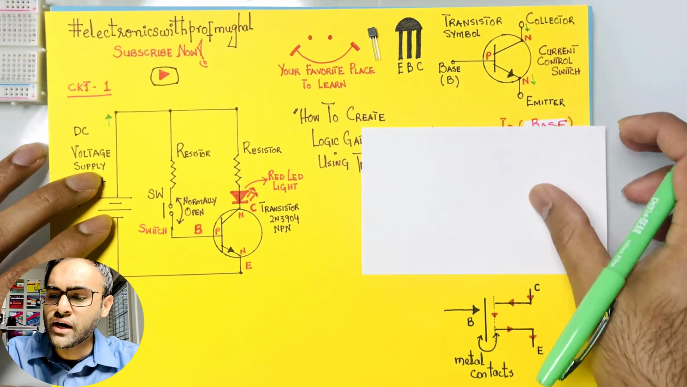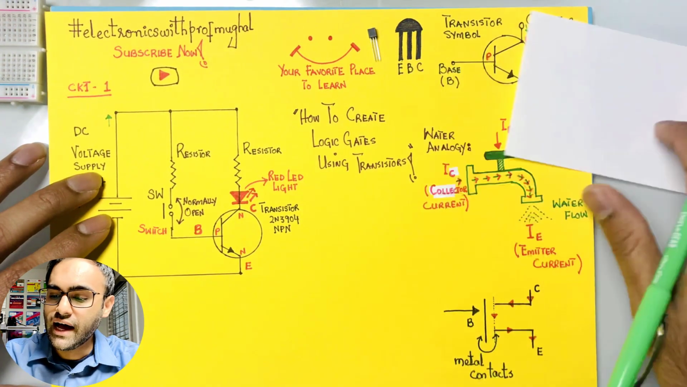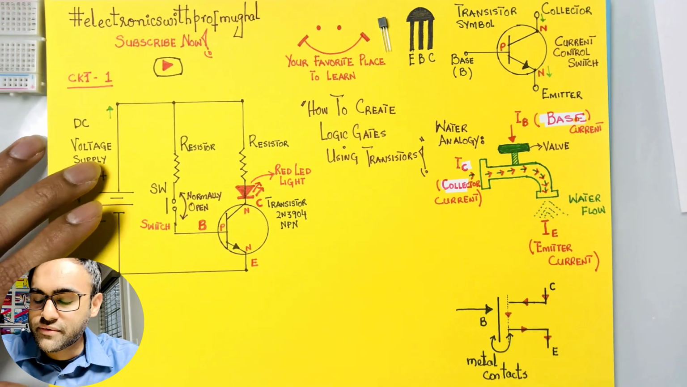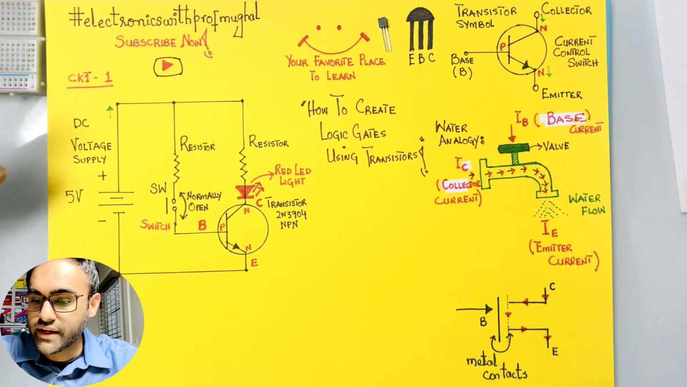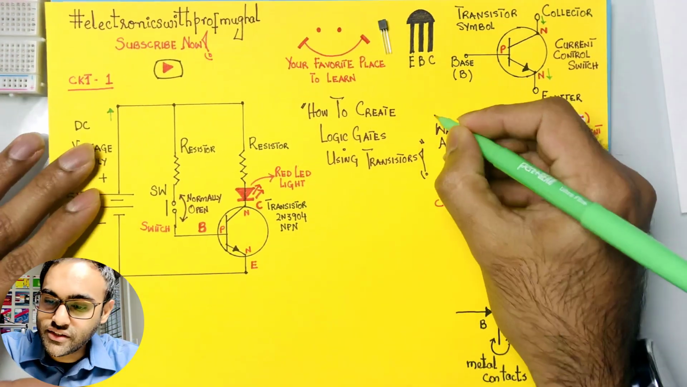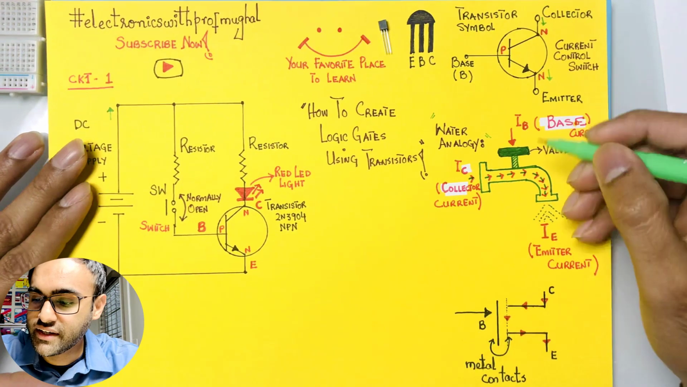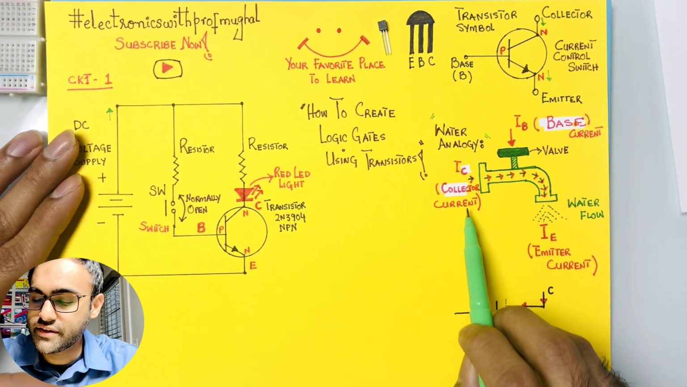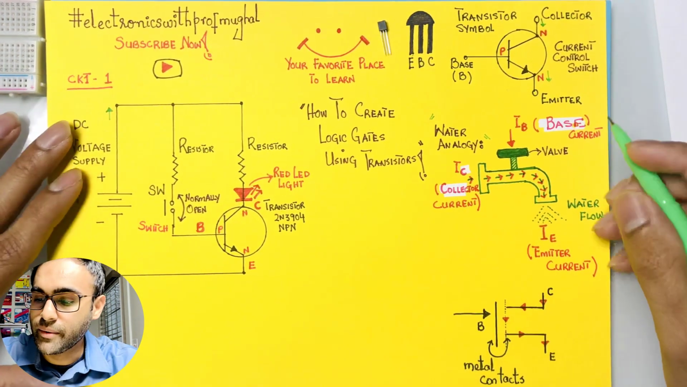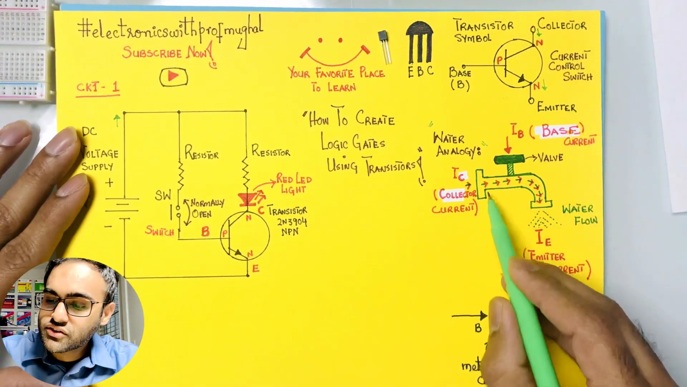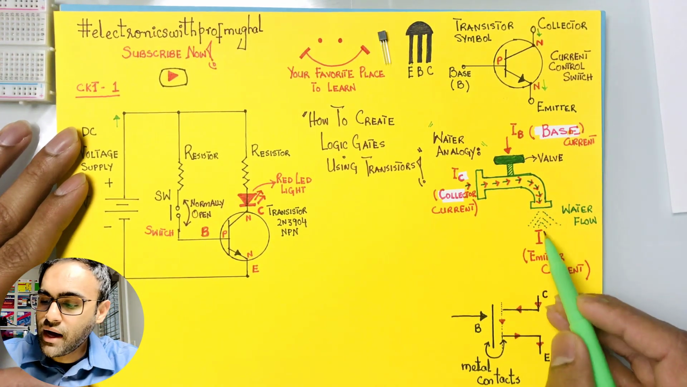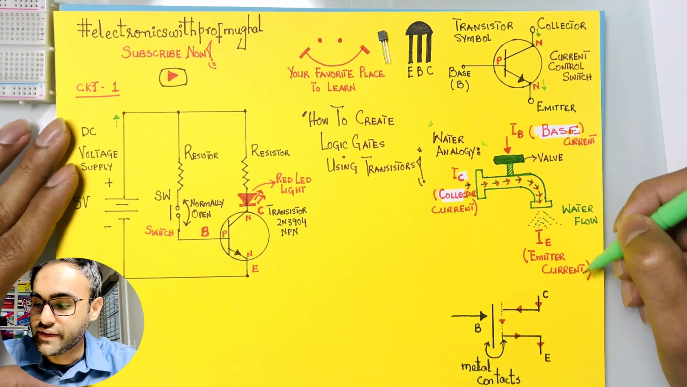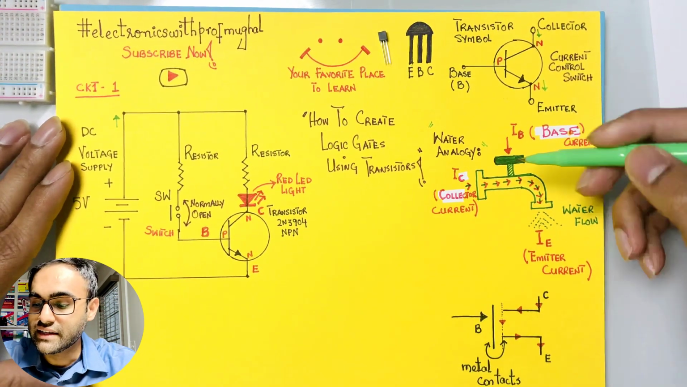Now let's learn a little bit more about how it functions as a current control switch. Most times, to explain how transistors work as a switch, we use the water analogy that you see over here. Consider a faucet. This is the valve right here, and then you have the collector current, which is basically the main power supply where the water is coming from. When you open the valve a little, the current will start flowing and come out of the faucet, and that's what we refer to as emitter current.